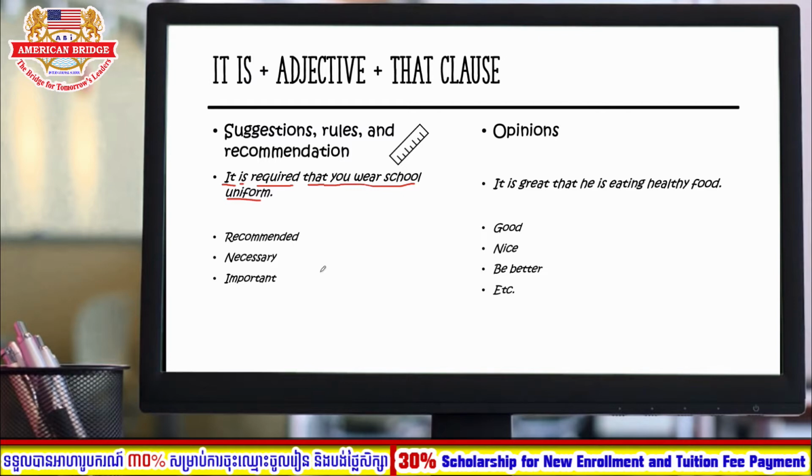For this one, you can say, "It is great that he is eating healthy food." To use this structure to express your opinion, you need to use an adjective that describes opinions. We have the words good, nice, better, and so on and so forth. Let's say, "It is good that you come early." So all of these are structures that you can use to talk about your opinion. And be careful with the adjective.